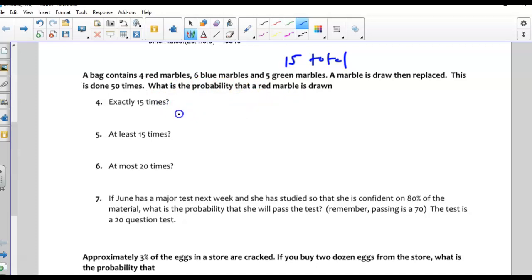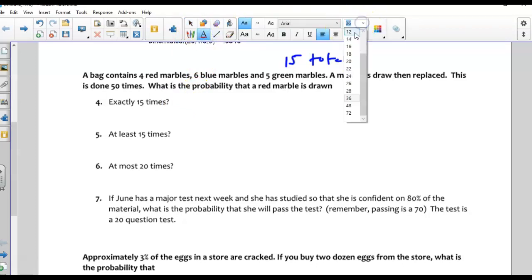First of all, exactly means it's going to be a binomial PDF. Let me type it, because my handwriting is atrocious. So we're going to go binomial PDF, because it says exactly. The number of trials we have is 50.